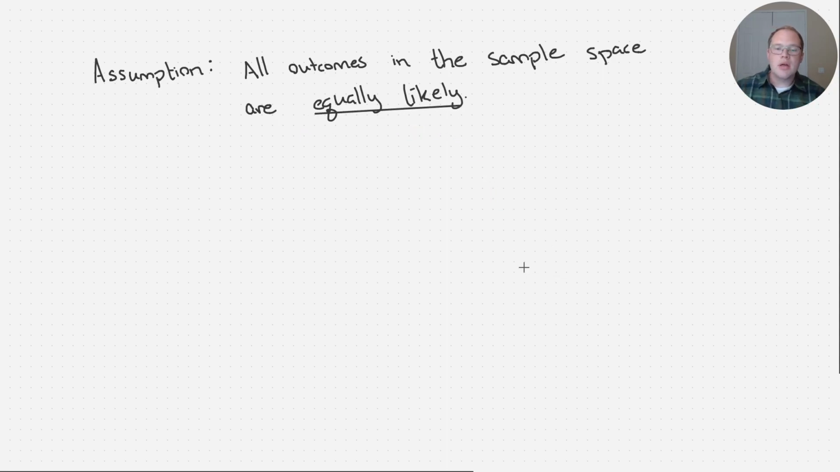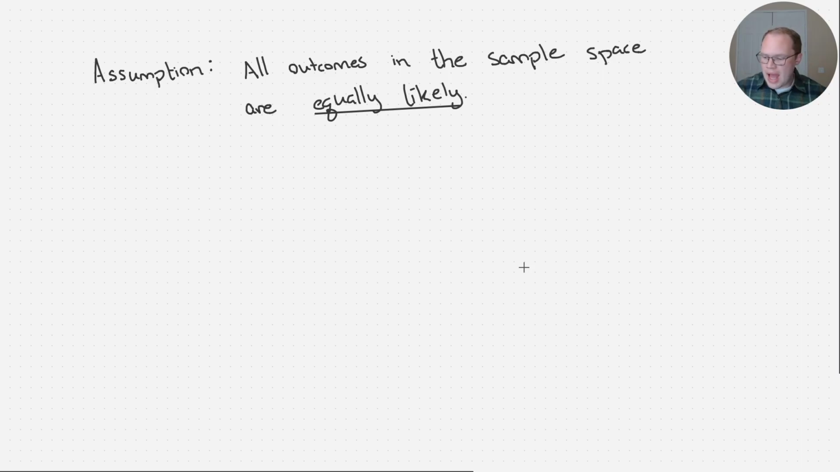So what does this mean? This means that every possible outcome has the same chance of happening. Most of the examples that we've talked about so far, this is the case. If we roll a die, every number the die can land on has the same chance of happening. If we flip a coin, it's just as likely to land on heads as tails. If we draw a card from a deck of 52 cards, every one of those cards has the same chance of being drawn. They are all equally likely to occur. So this is an assumption, but it's not unreasonable in a lot of circumstances.